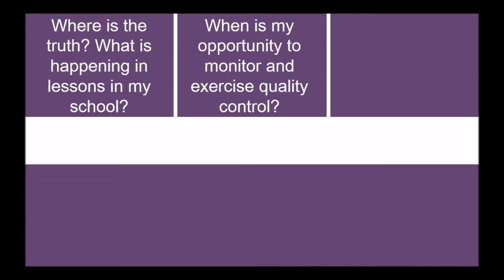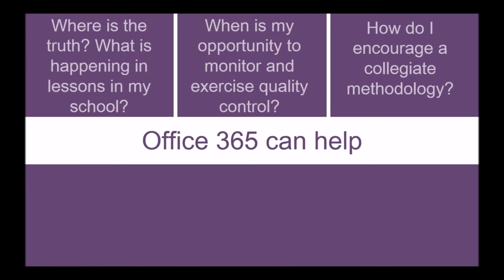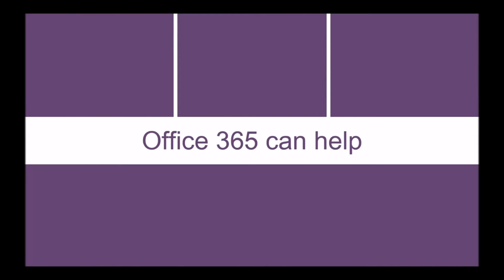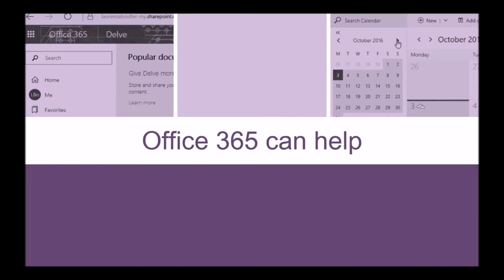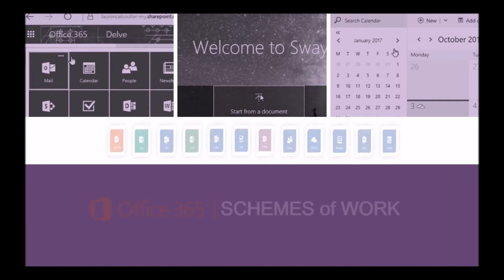As a result of this process, some questions become very difficult to answer. Where is the truth about what is happening in lessons in my school? When is the opportunity to monitor and exercise quality control? How do I encourage a collegiate methodology? The tools in Office 365 can really make a difference. Let's take a look at how 365 can make your school more efficient when composing schemes of work.